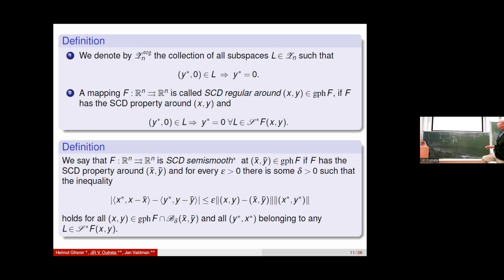And if our F is an SCD regular SCD mapping, then we can also weaken a little bit this semismoothness property, which I posed at the beginning, which results in this notion of SCD semismoothness. But you don't need to look carefully at the definition. The simplest way in application is just to apply the classical notion of semismoothness, and only if it doesn't hold, then we can think about some weakenings. Fine.